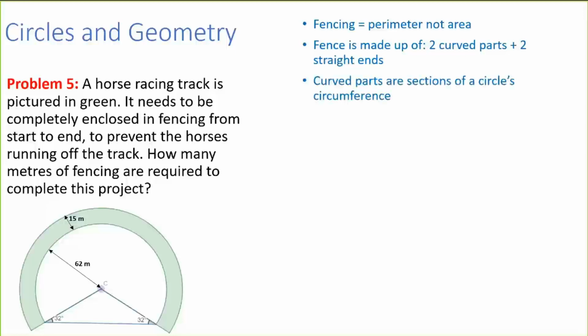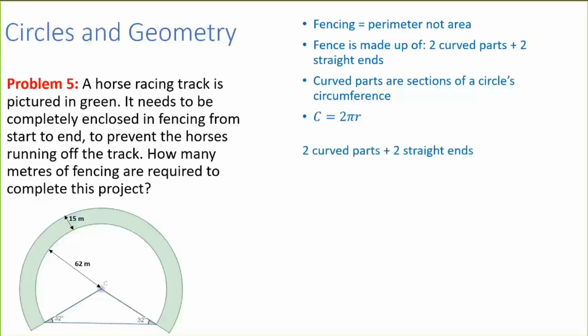The curved parts are both sections of a circle circumference, not the entire circle circumference. Obviously, it's not the entire circle. They're sections. To remind you, the circumference of a circle, that's the formula for it, is 2 pi r, or pi d if you prefer to work with diameters. But we've got radius given here, so we'll just use 2 pi r.